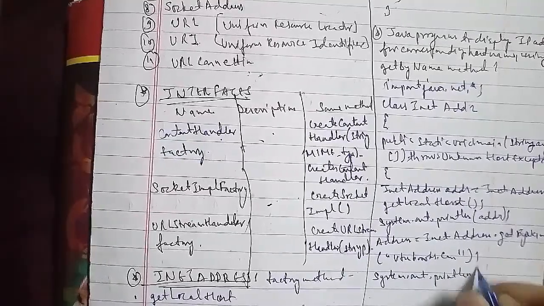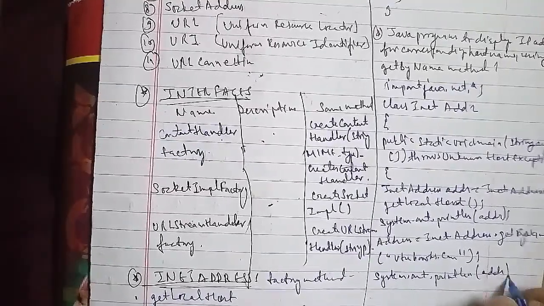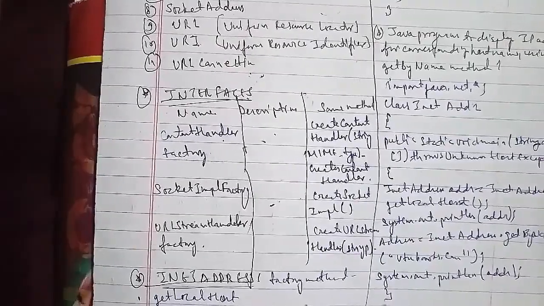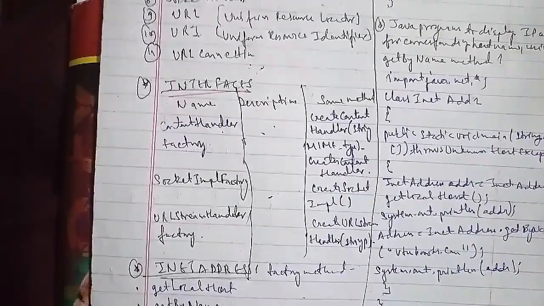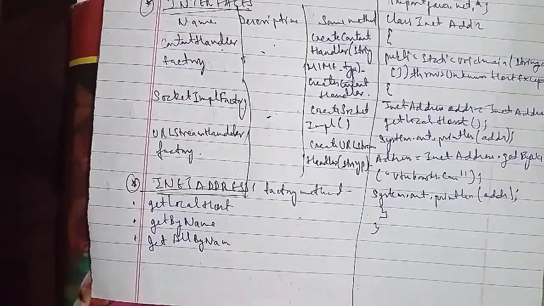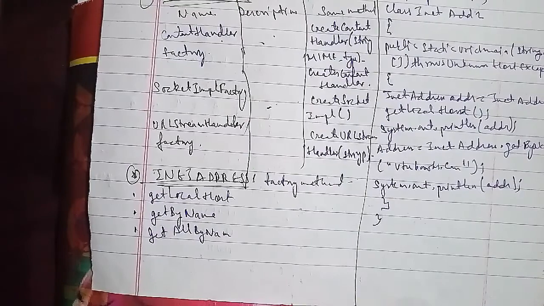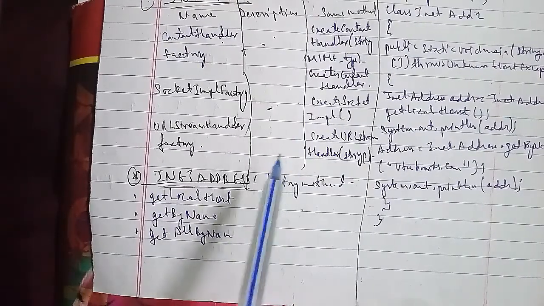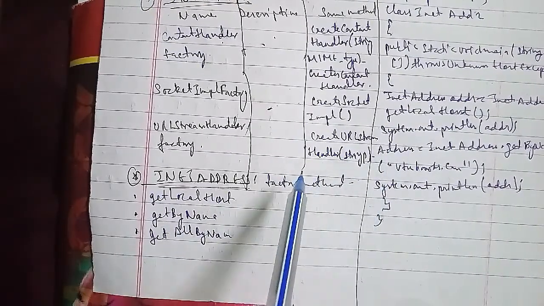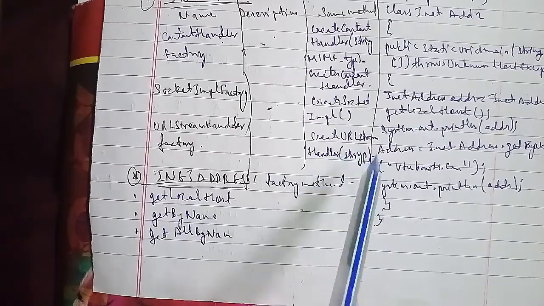So now we'll do the next program: write a Java program to illustrate the getAllByName method for getting all IP addresses related to the same host name. As I told you, getLocalHost we have already done, getByName we have done, and now we are going to do getAllByName. So these are all InetAddresses we are using here.